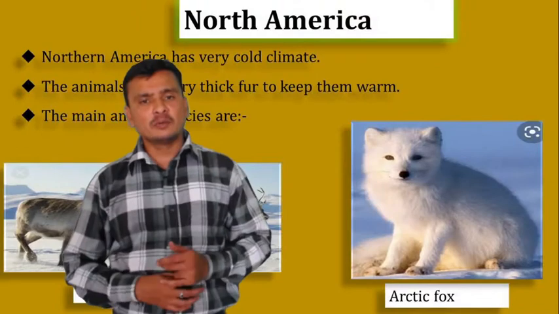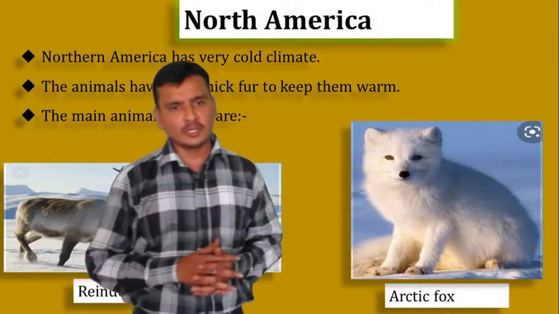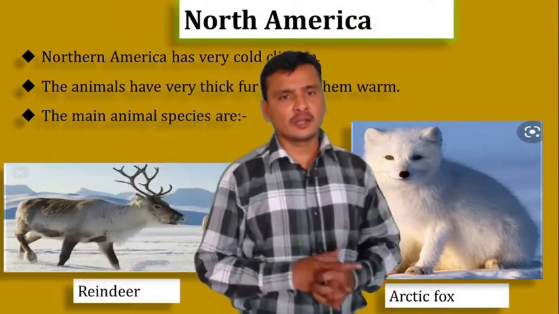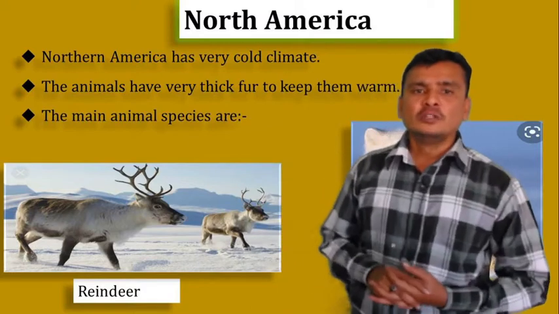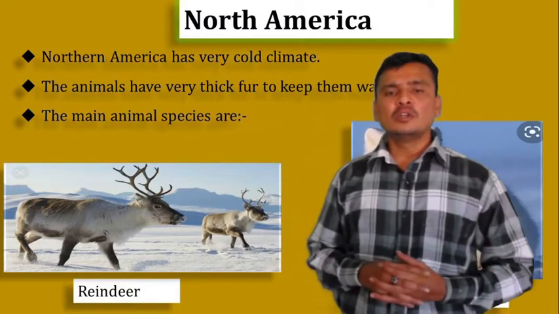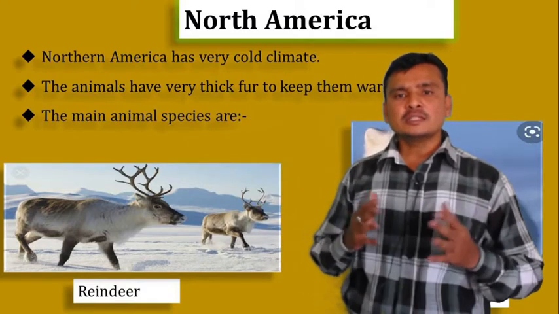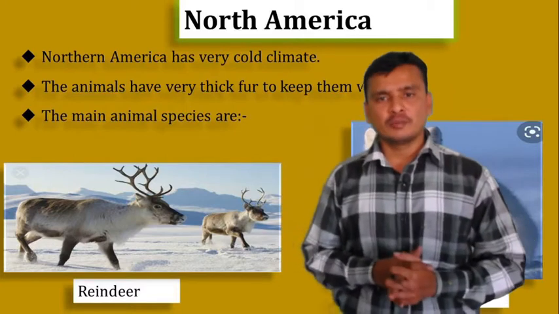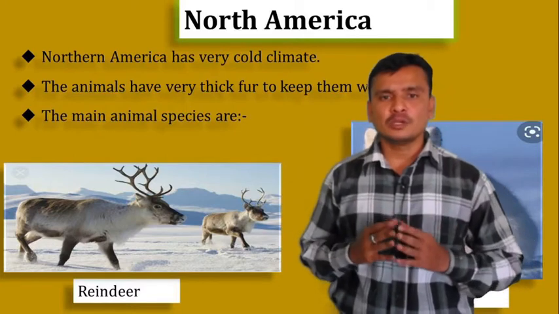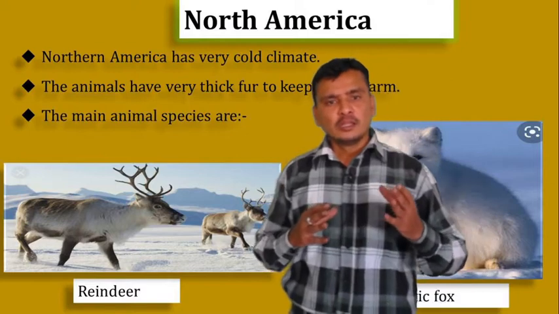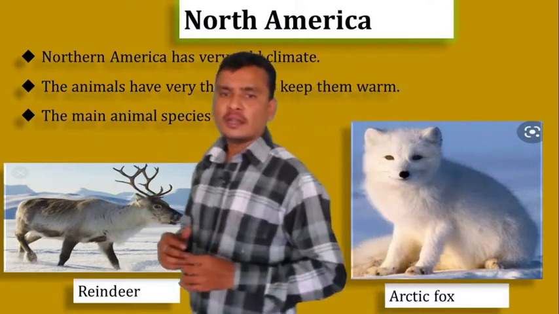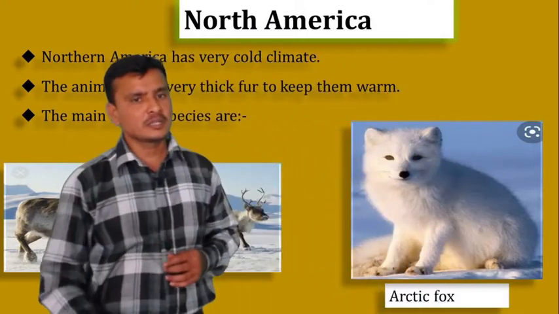Then see, afterwards we are going to go towards North America, meaning America and Canada, in these countries. North America has a very cold climate, so these animals have very thick fur on their body to protect themselves from the cold. Then there are the reindeer and Arctic fox. These animals are found there.